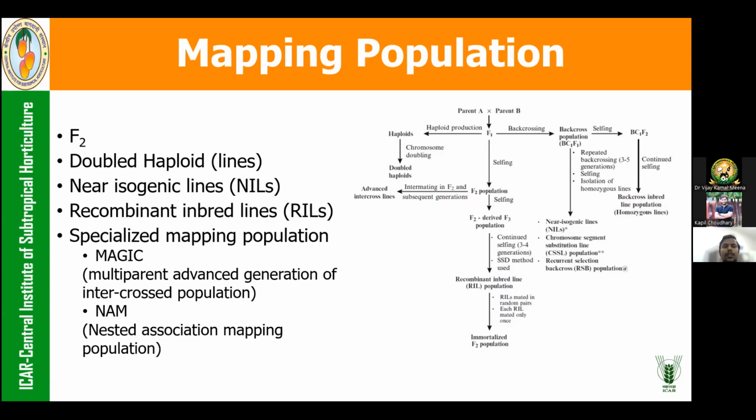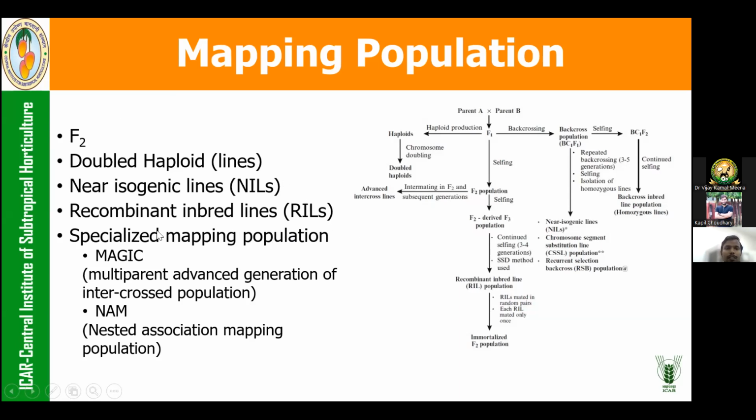And if you are going for preliminary mapping and you don't have many resources or much time, you can go for F2, because it can be generated within a shorter period of time. But there is a problem with F2: you cannot replicate it across environments, or even in the same environment per se.